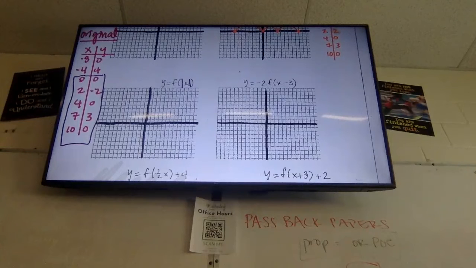So I'm going to draw all of these. I'm going to write these points. None of these points change because there's no other transformation. All of those points stay the same. I'm going to give myself a little bit of space because I will need some negative points. So 0, 0 stays the same. 2, -2 stays the same. 4, 0 is good. 7, 3 is good. 10, 0 is good.